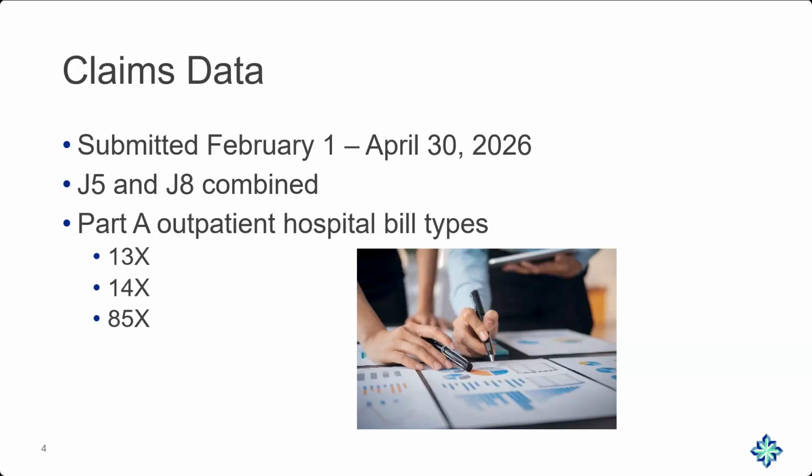Also within that database, I filtered for just the bill types that you see here because today we're specifically focusing on outpatient hospital claims. So we have a 1-3 whatever, the X indicates any other digit, a 1-4, and an 8-5. So we have outpatient hospital, we have the non-patient labs, and then we have outpatient critical access hospitals.